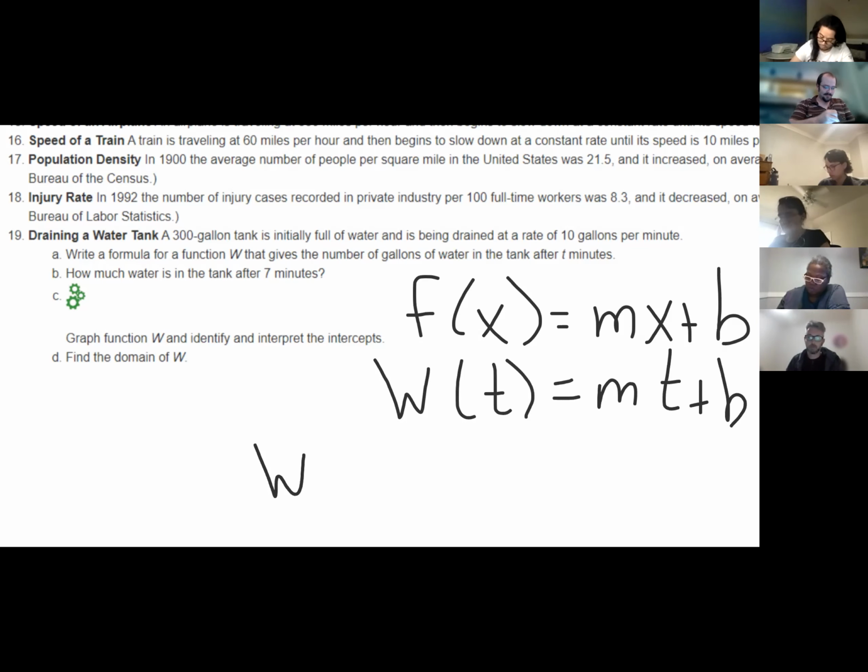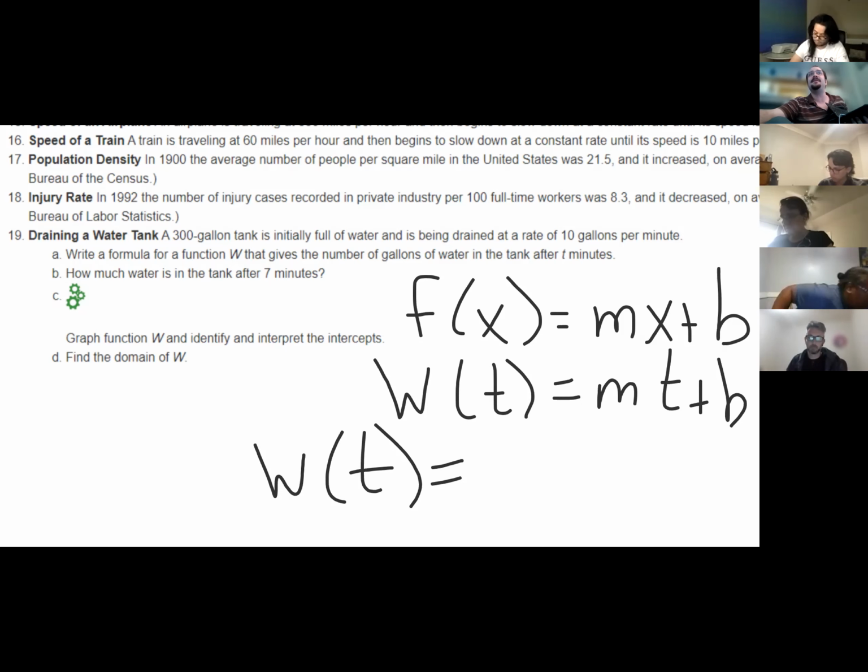So we want to think about what these things are. If we think about our slope, that is our rate of change. Our b is our y-intercept, our starting value. So if I'm thinking about my slope, I know we have a 300-gallon tank, and it drains 10 gallons per minute. Which of those numbers is my rate of change?